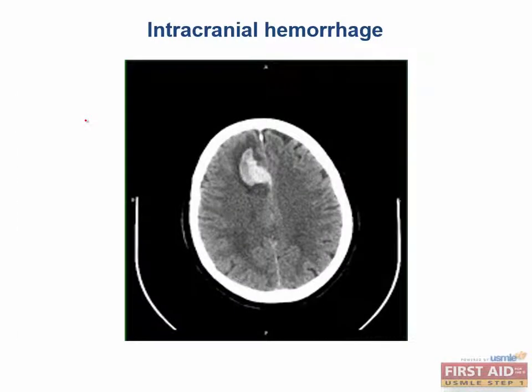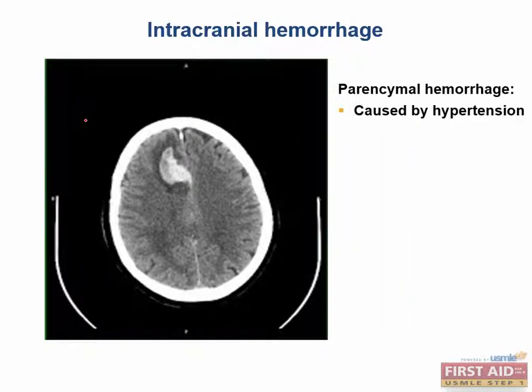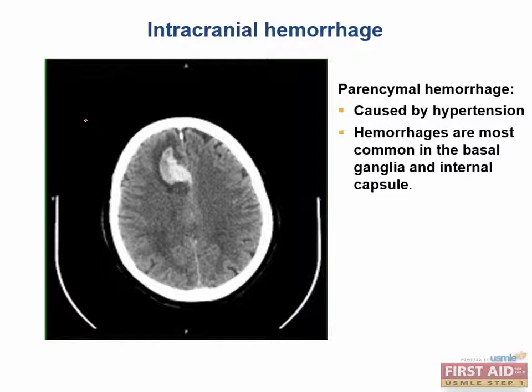A parenchymal hemorrhage is most often caused by hypertension, though amyloid angiopathy and certain toxic metabolic causes are occasionally at fault as well. Small vessels are affected, such as the lenticulostriate arteries, and these hemorrhages are most common in the basal ganglia and internal capsule. Here we can see the lesion, and just as in subdural hematomas, the fact that it is hyperintense when compared to the brain tells us that it is an acute lesion.